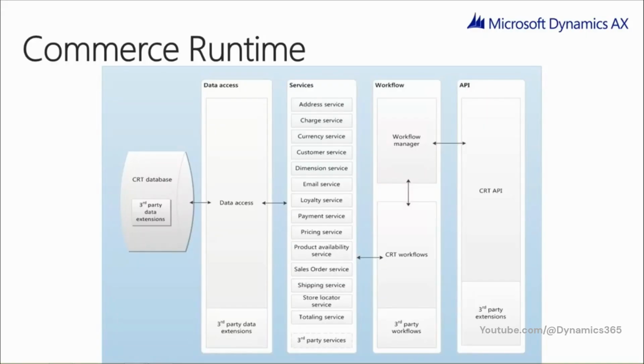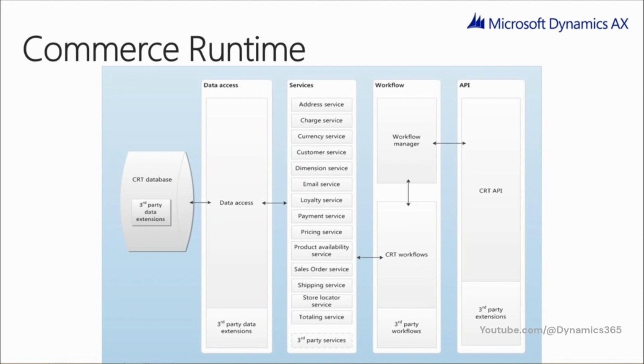In this lesson, we'll learn about the different layers in Commerce Runtime, their purpose, and how they interact with each other. CRT database. The Microsoft Dynamics AX Commerce Runtime serves as the engine for a retail channel. It connects to a CRT database that stores business data for the channel. When you implement Microsoft Dynamics AX 2012 for retail, you create a database for each store location or online store. This database is called the channel database. A channel database holds only the data that is required for retail transactions.